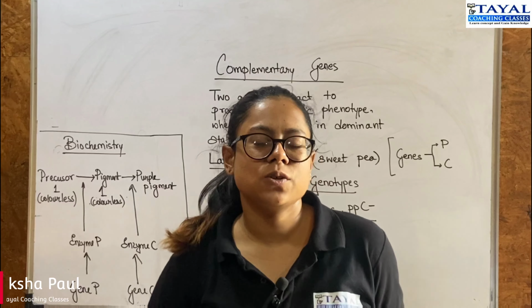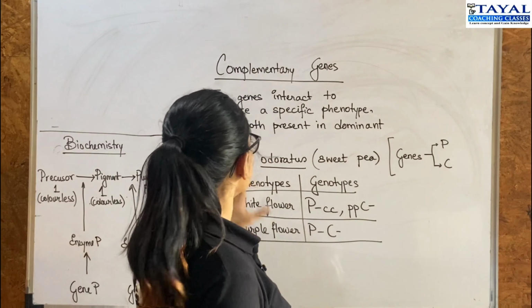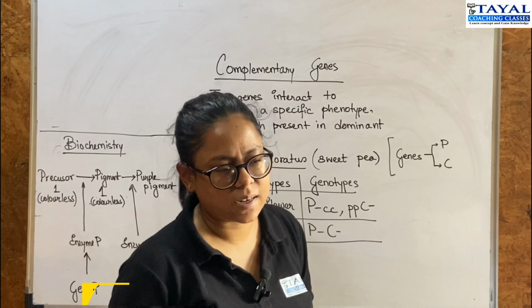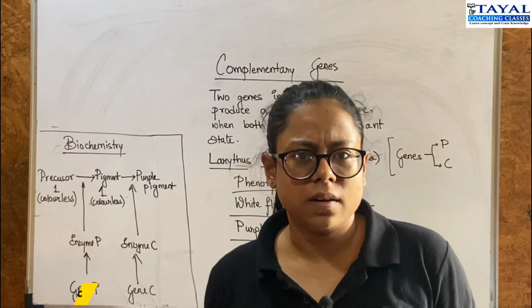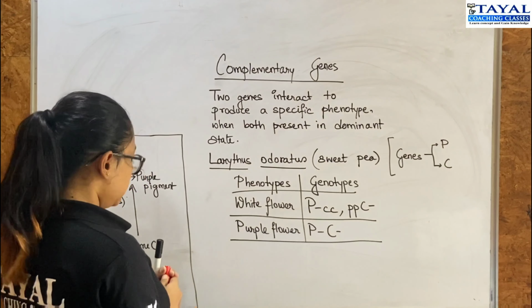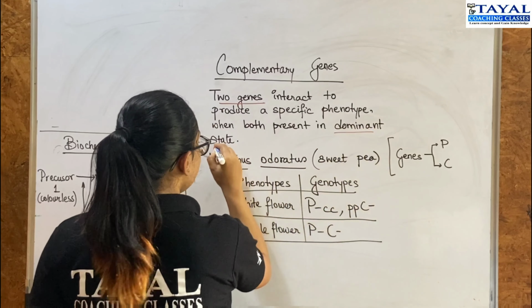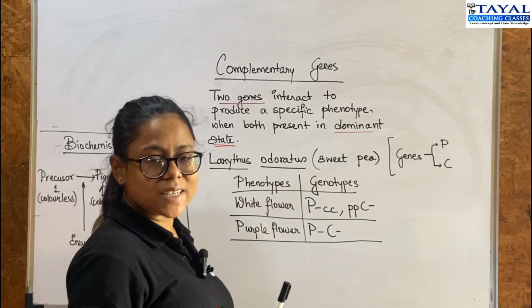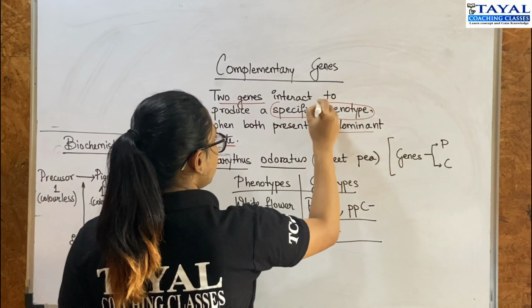Hi guys, so as you know, we finished with epistasis in the last lecture. So from today, we're going to start with complementary genes, right? It is another example of a non-Mendelian type of inheritance in which again there are two genes which will interact only when they are both present in a dominant state individually to give you a specific new phenotype.